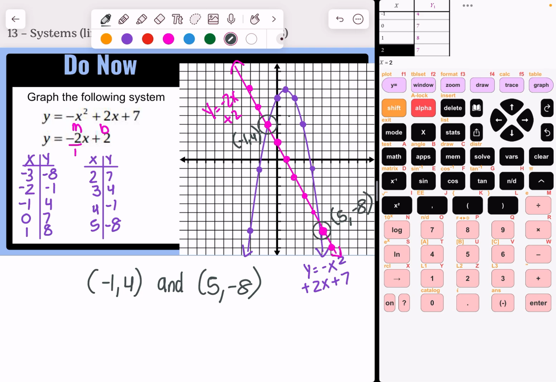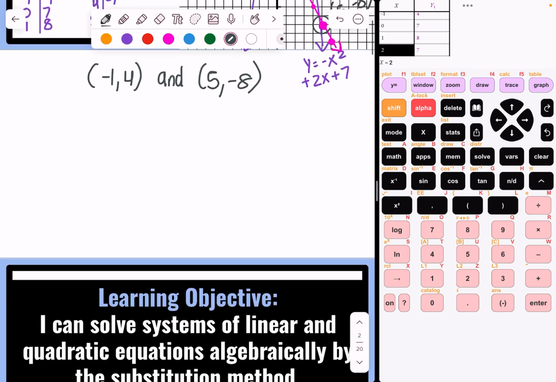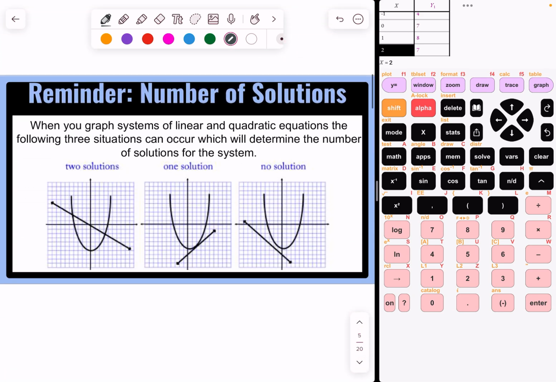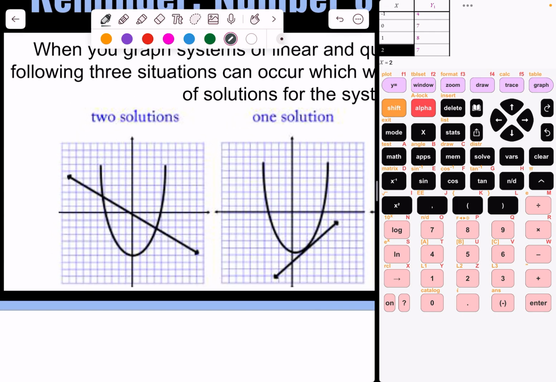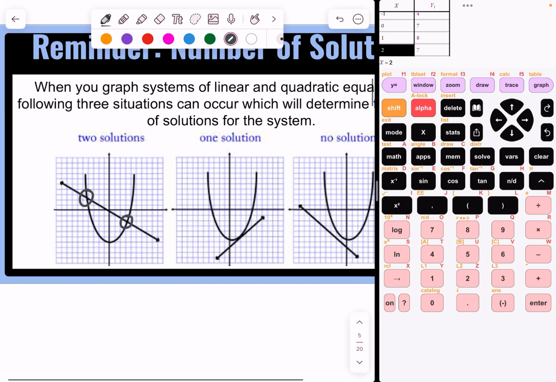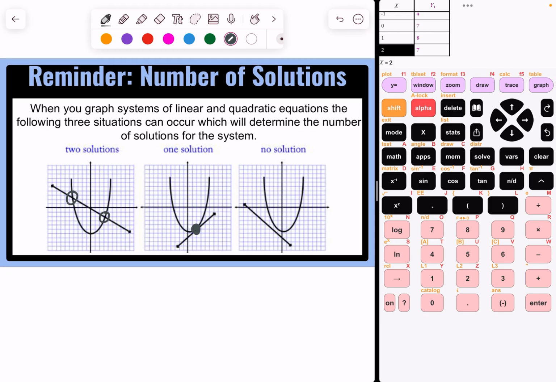All right, today we are going to learn how to do this algebraically using the substitution method. So let's just remember how many solutions we could have. When graphing a quadratic and a linear function, you could have 3 situations, which will determine the amount of solutions that we have. The first one, it could cross 2 times, kind of like in the do now. The second one, it only crosses once. Or lastly, it doesn't cross at all.